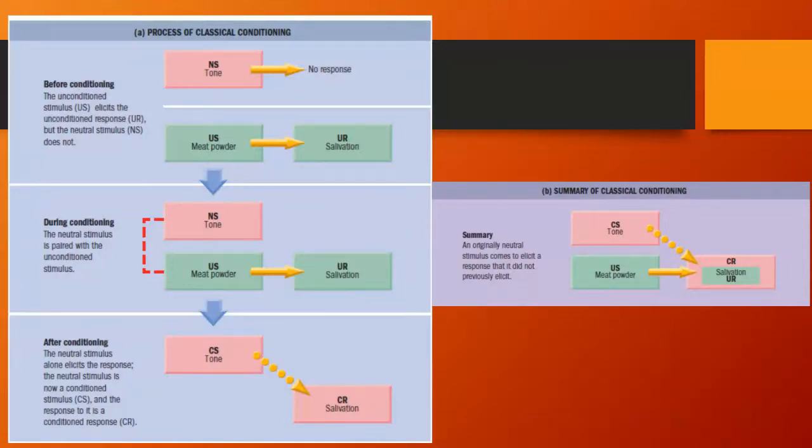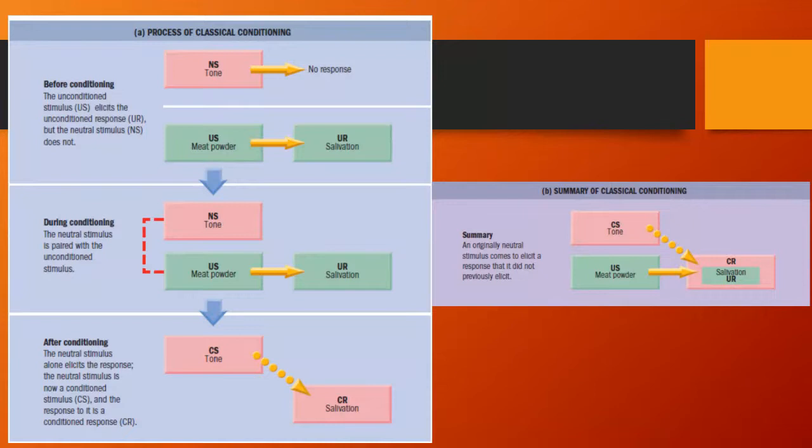So this is from, I think, the book. So it's just a very simple diagrammatic format. So before conditioning, before any kind of learning has taken place, that neutral stimulus, the bell or the tone, elicits no response. Okay, whereas in Pavlov's case, he used a meat powder. The meat powder was also unconditioned, created an unconditioned response of salivation.